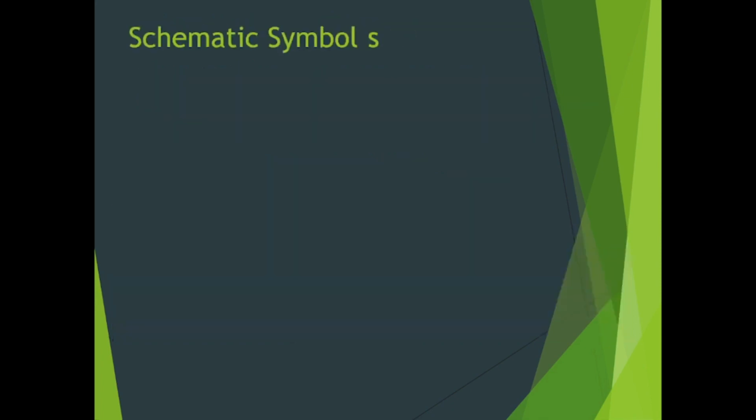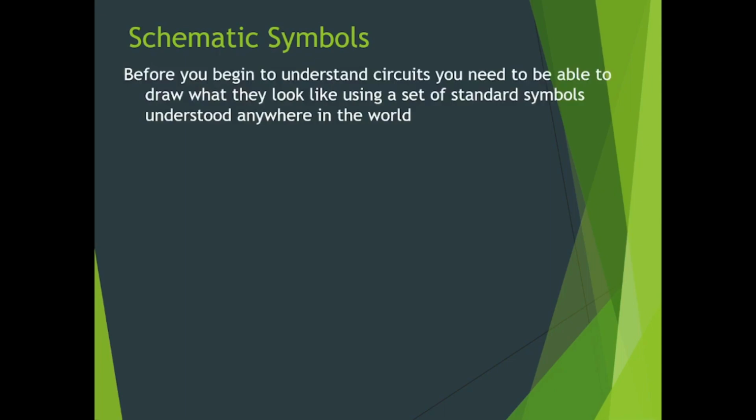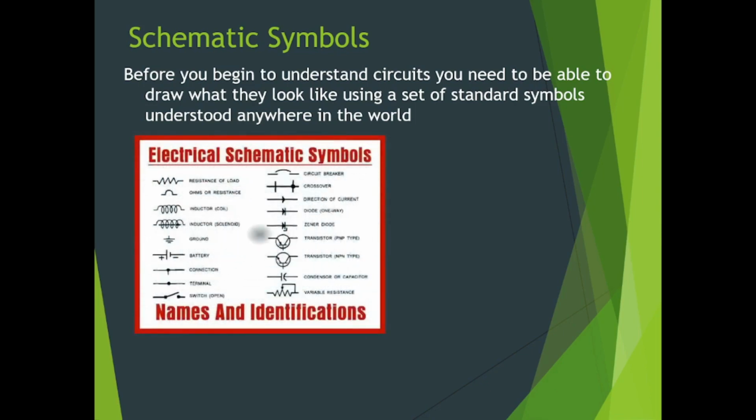When studying electrical circuits, one must be familiar with the electrical symbols used in making circuit schematic diagrams. We introduce some basic but very important symbols used in circuit analysis. Before you begin to understand circuits, you need to be able to draw what they look like using a set of standard symbols understood anywhere in the world. For the battery symbol, the long line is considered to be the positive terminal and the short line denotes the negative terminal of the battery.